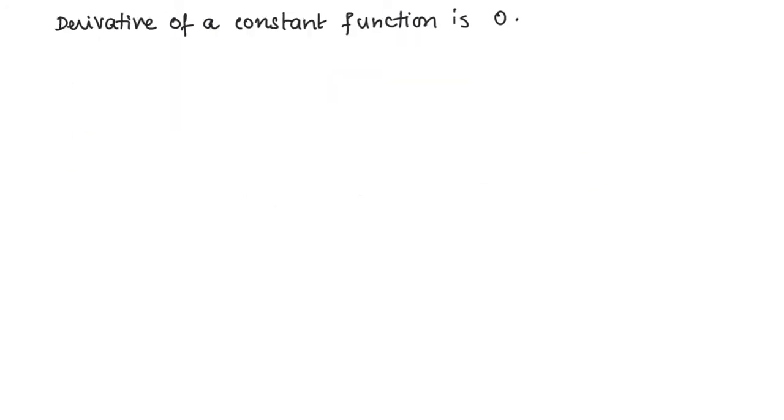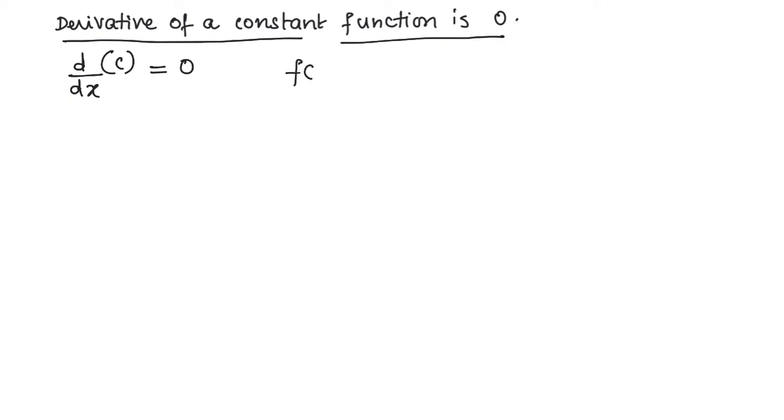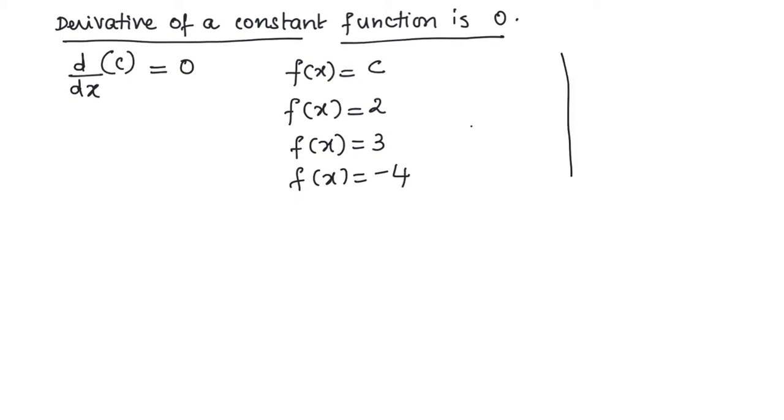Derivative of a constant function is 0. So the derivative of c, if c is a constant, is equal to 0. If I'm saying f of x, that is the function, is a constant, for example f of x equal 2, or f of x equal 3, or f of x equal negative 4, all these are horizontal lines, right?